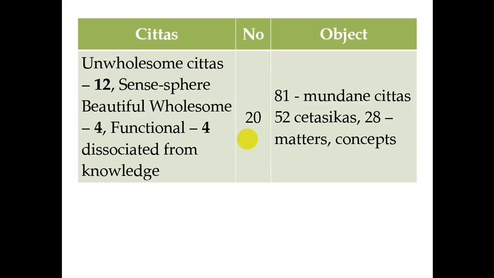So these 20 Cittas will take mundane objects: the 81 mundane Cittas, the 52 Cittasikas that associate with the 81 Cittas, the 28 matters, as well as concepts. So here you can understand that these 20 Cittas are not able to take the objects of sublime jhana Cittas and supramundane Cittas, right?